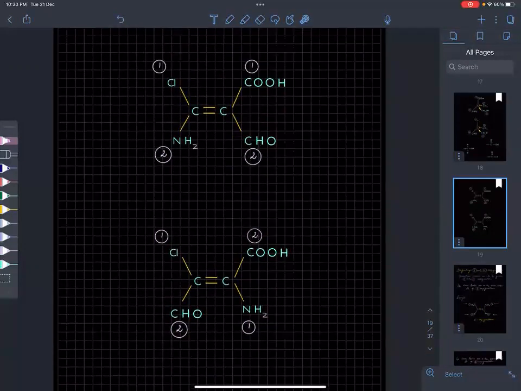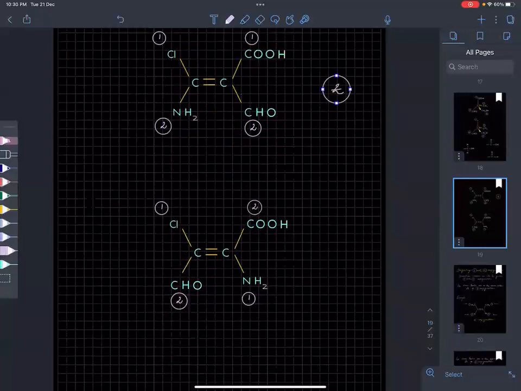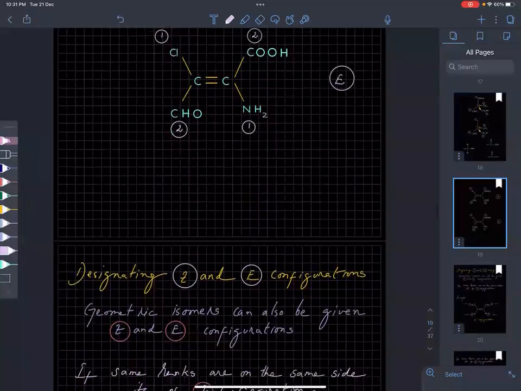Now, if number 1 is on the same side, number 1 is on the same side, then that configuration is Z isomer. If one is on the opposite side, then it is called E. These are actually of German origin. The full form of this Z and E, I don't remember. No need to remember. You just remember that Z is on the same side and E is on the opposite side. Clear? Okay, fine.